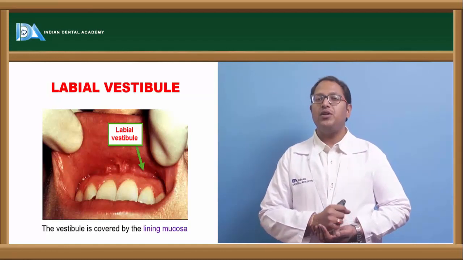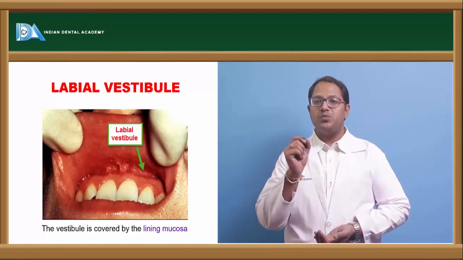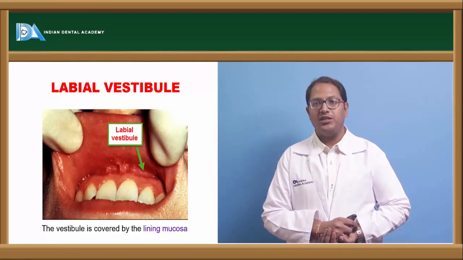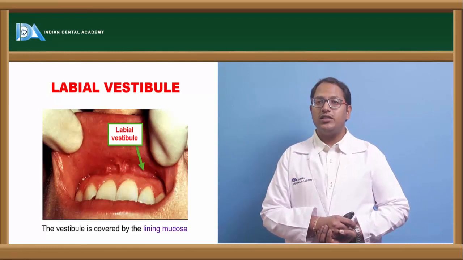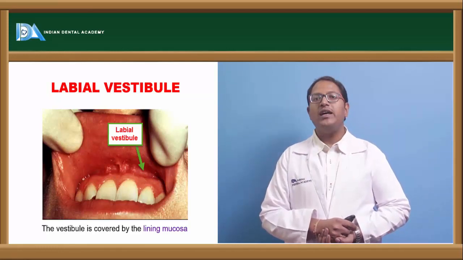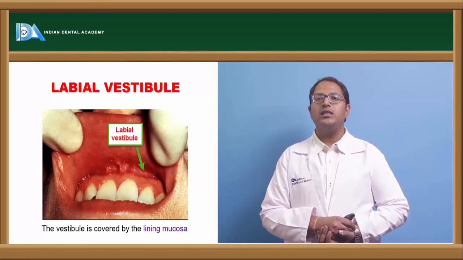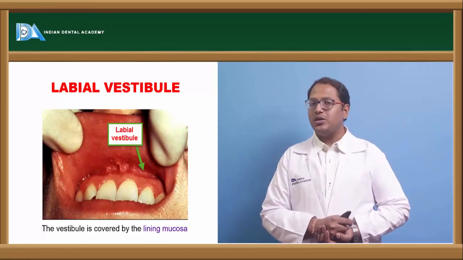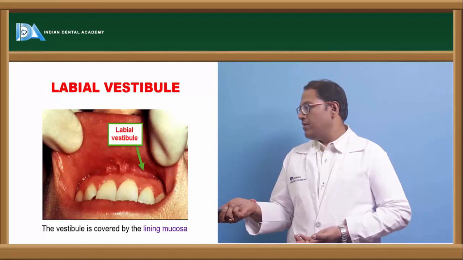So what happens if you have not recorded the space for orbicularis oris in a denture while making an impression? That will dislodge the denture while we are speaking, while we are doing mastication or any other respective habits with our mouth. That will dislodge the particular denture.